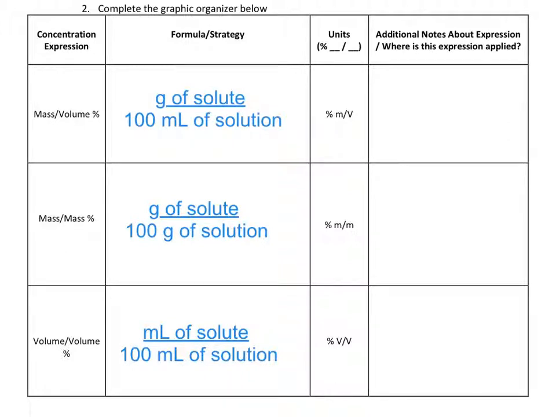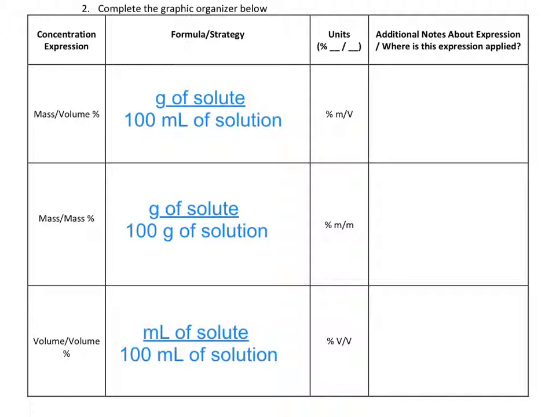The first type of concentration expressions that we're going to talk about are the percent concentration expressions. And you'll see that there are mass-volume expressions, mass-mass, and volume-volume. And the reason why we have these different ways to express concentration has to do with the form or the state of both the solute and the solution.